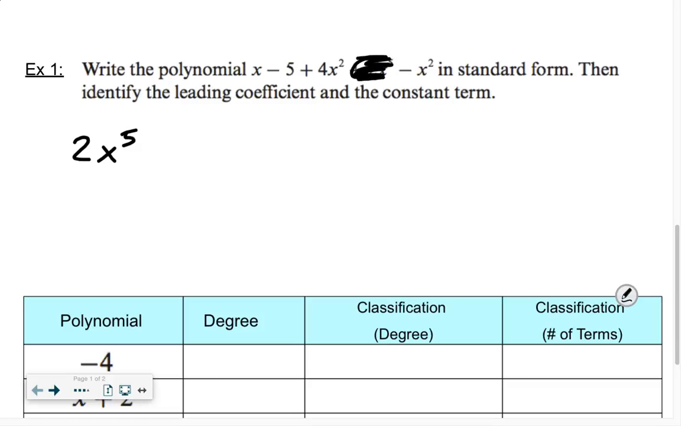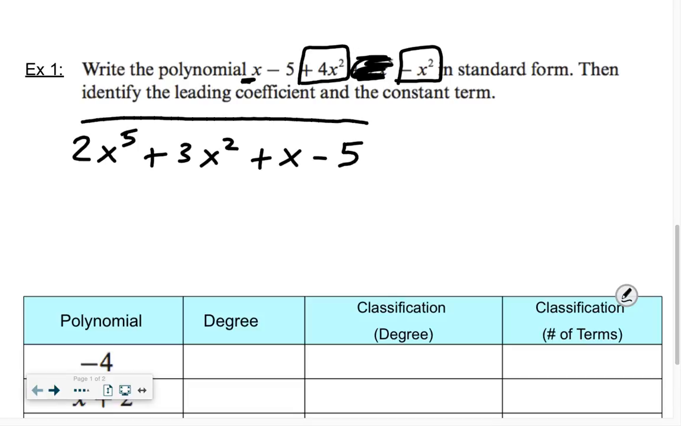Next thing I notice is my next highest exponent is 2. But I also notice that I have 2 of those. I have this one and this one, plus 3x squared. What comes next? X. So times x minus x. Plus x. Yep, plus x, it's a positive x. And minus 5. There it is in standard form.